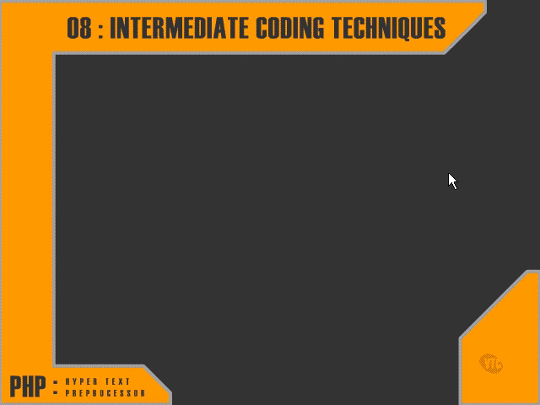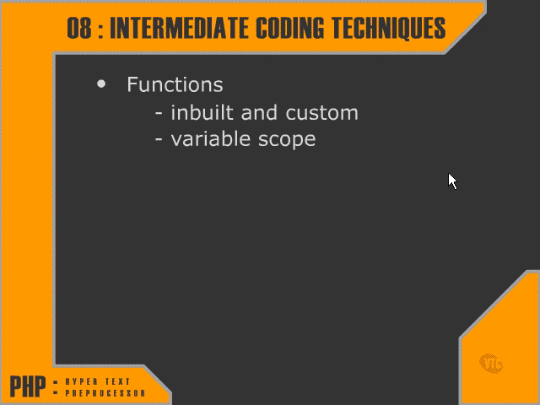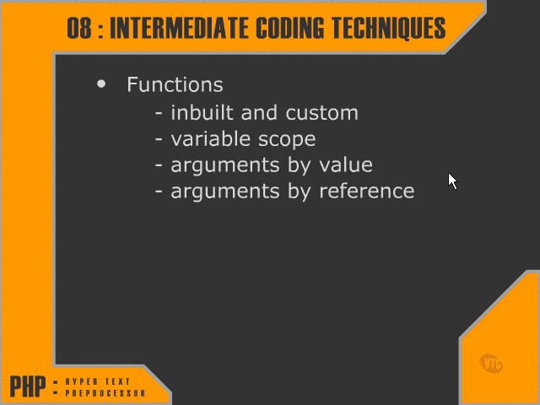In this chapter, we're going to look at ways to make our scripts more efficient, ways to reuse elements that we've already written, and to avoid redundancy. To do that, we're going to be looking at PHP functions. And that's both the inbuilt functions that are included within PHP and custom functions that we can write ourselves to suit our individual needs. We're also going to be looking at variable scope in the context of functions and ways to pass arguments either by value or by reference to our functions.